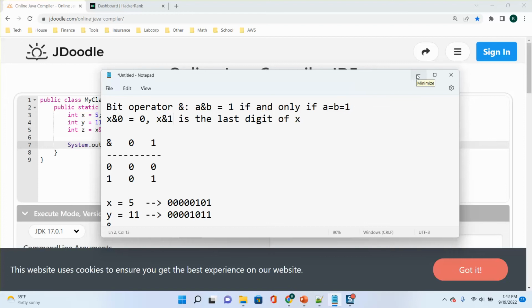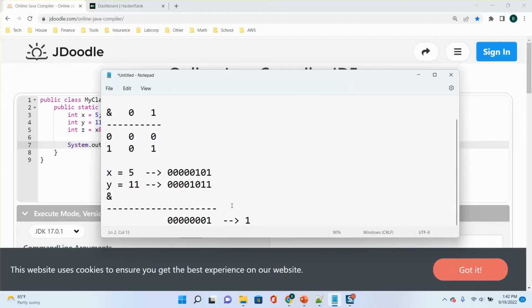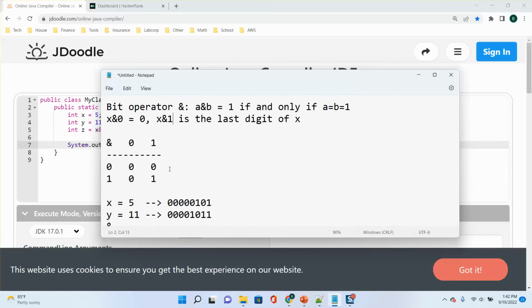This is about a bit. Now, next, I still want to use this example. I talk about the bit operator OR. A OR B equals 1 if and only if A equals 1 or B equals 1, or both, or A equals B equals 1. All three cases give 1.